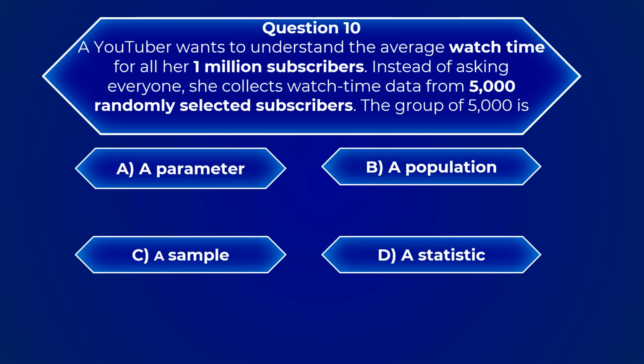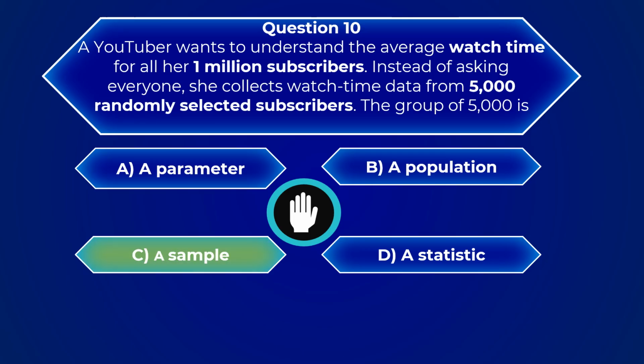The final question, question 10. A YouTuber wants to understand the average watch time for all her 1 million subscribers. Instead of asking everyone, she collects watch time data from 5,000 randomly selected subscribers. The group of 5,000 is answer A, a parameter, answer B, a population, answer C, sample, or finally the answer D, statistic. So the right answer is the answer C, sample, because the group of 5,000 in this case represents our sample.